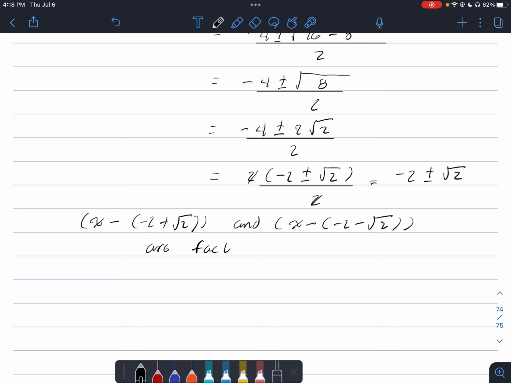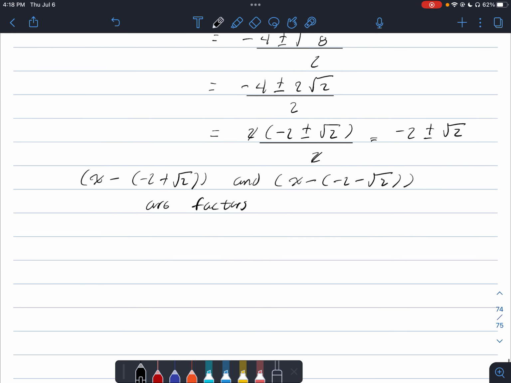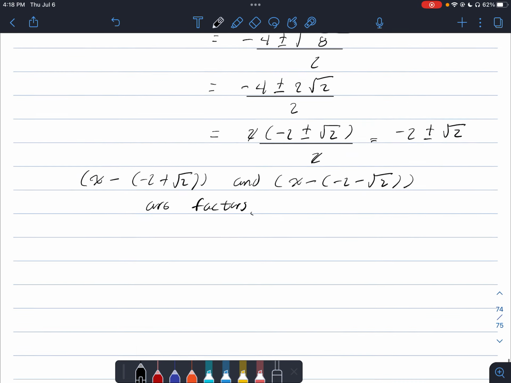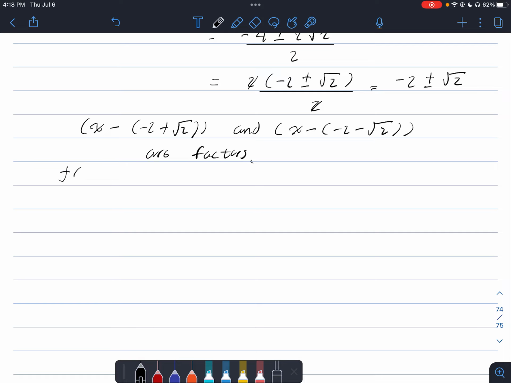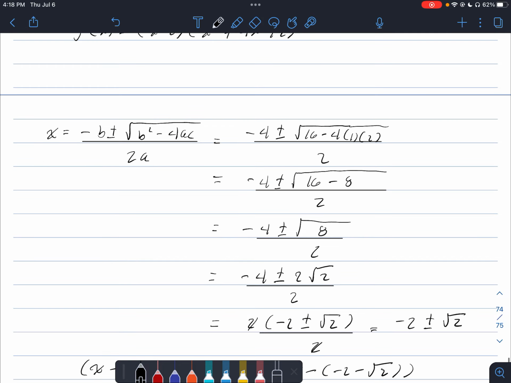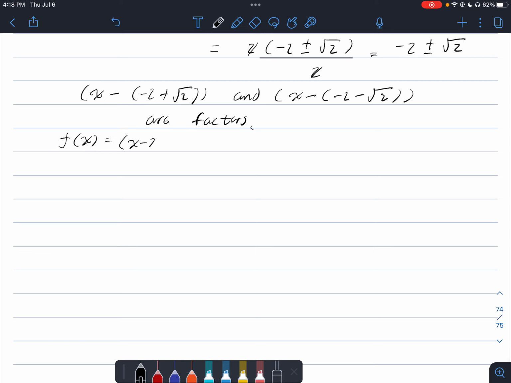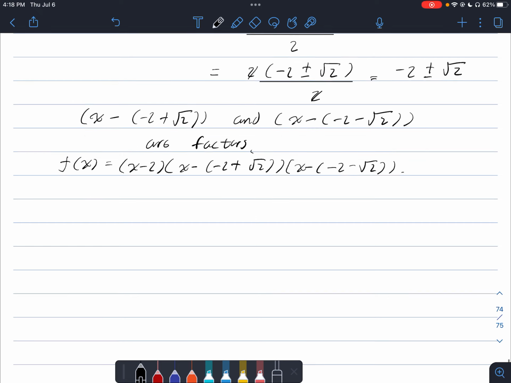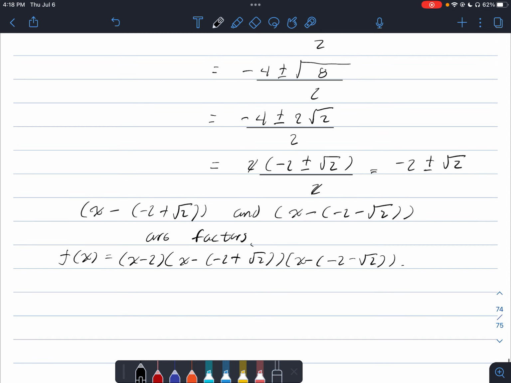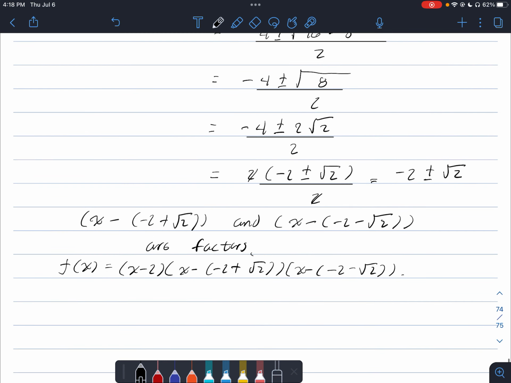Okay. So there we go. That means that we can write f of x as x minus 2 times x minus negative 2 plus the square root of 2 times x minus negative 2 minus the square root of 2. So there we go. So there's a little introduction to how you can do this.